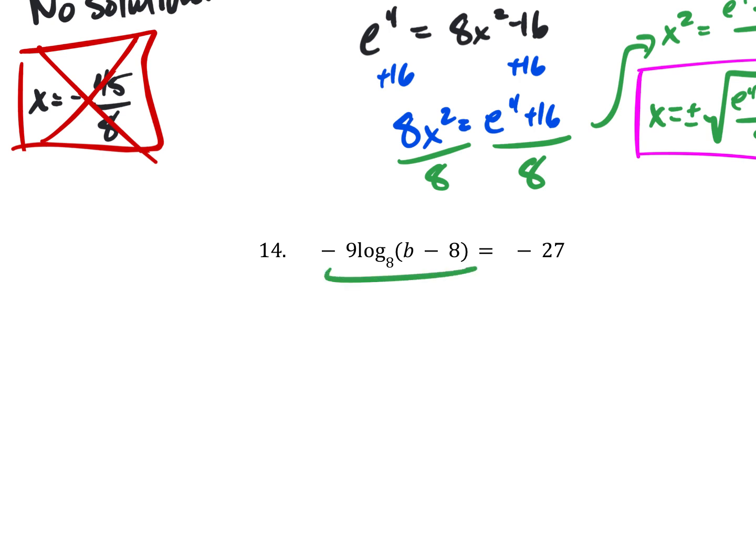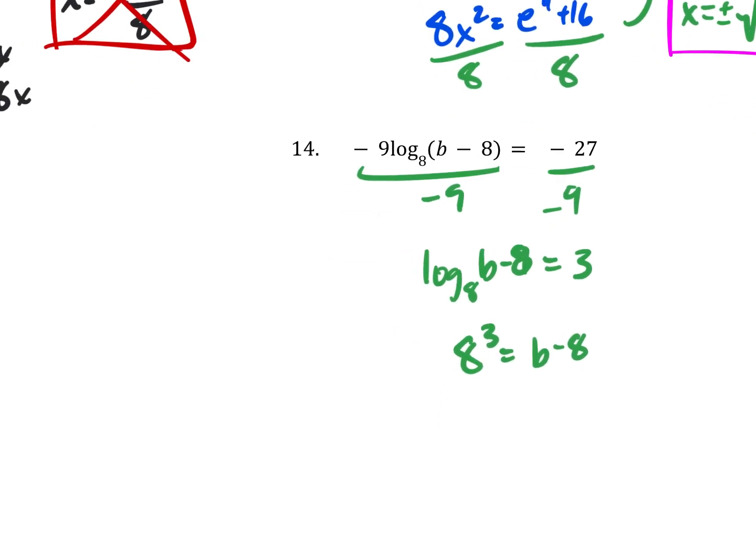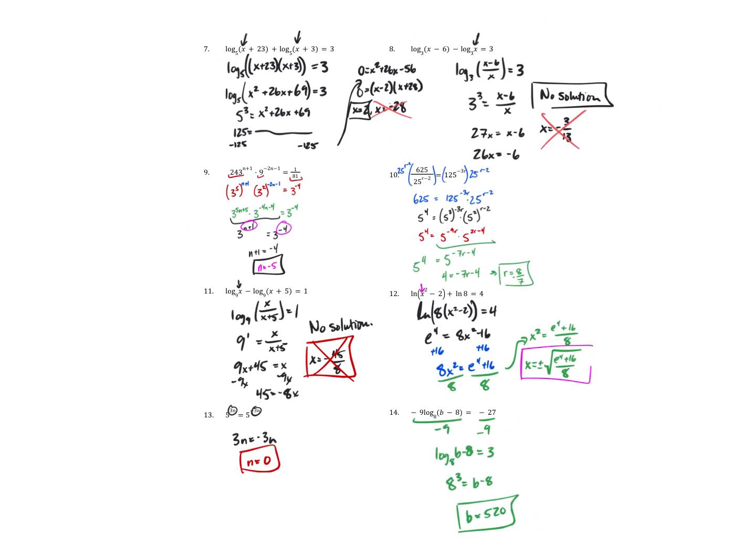This one, divide both sides by negative 9 first. I get log base 8 of b minus 8, excuse me, is equal to 3. So 8 to the third is equal to b minus 8. So then I just have to add 8 to both sides, so I get b equals 520. There's a second page.